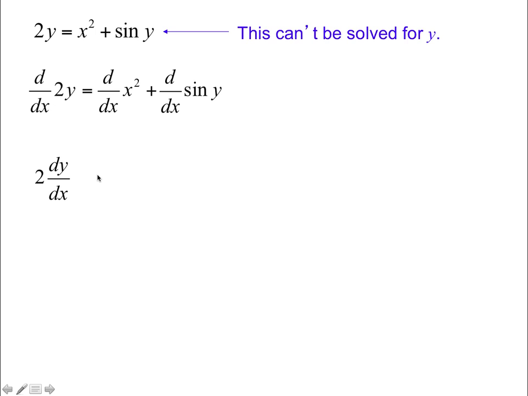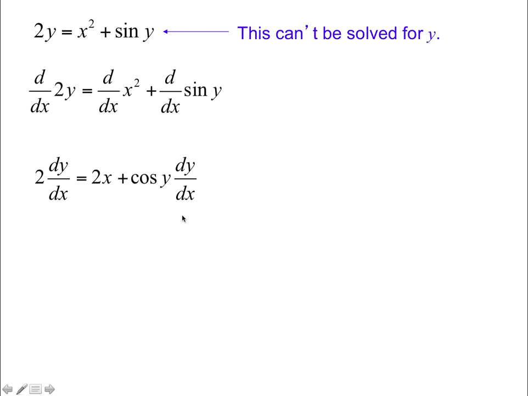And then this next term, the derivative is just going to be 2x, just your regular old power rule, because it's the derivative of an x term with respect to x. And then this last term, the derivative of sine is cosine. So the derivative of sine of y is cosine y. But then since it's a y term, we need a dy dx chain rule. So there's my derivative. So I've gotten through step 1 of my process.